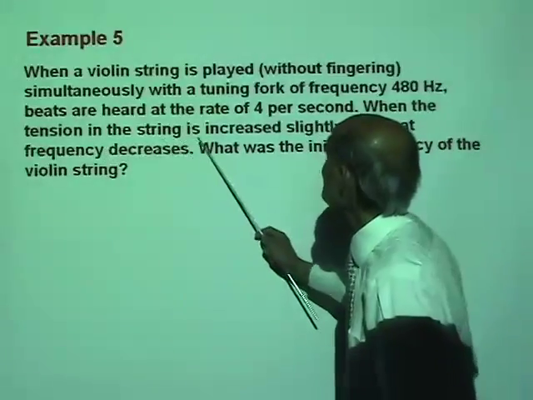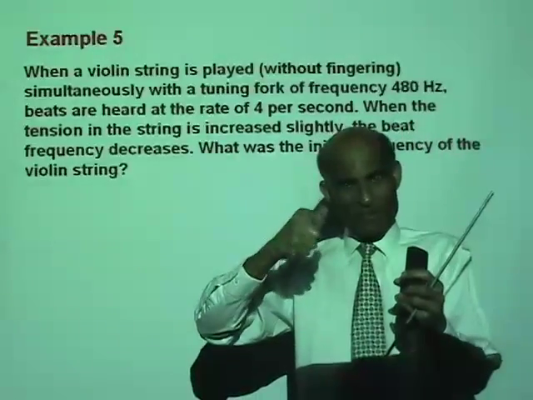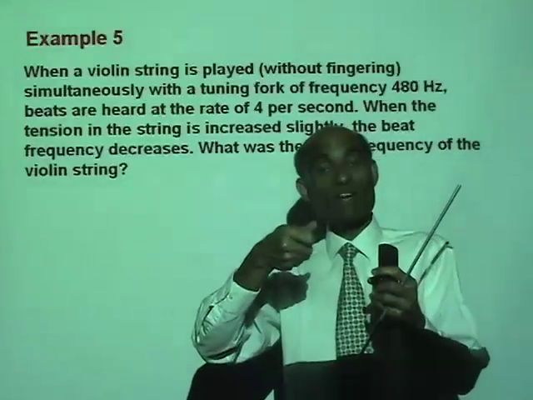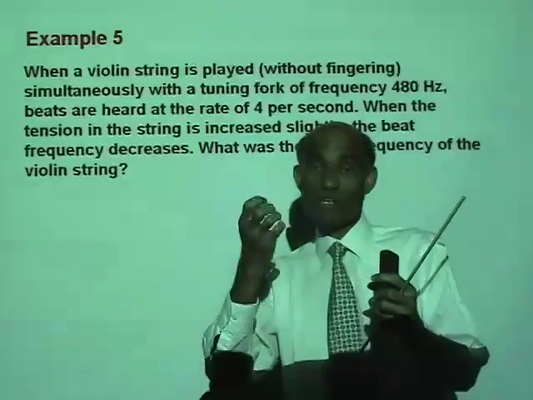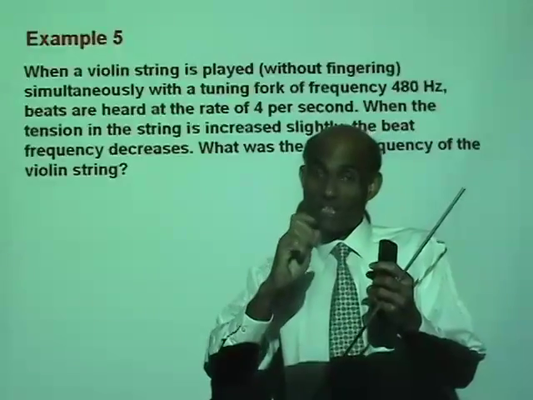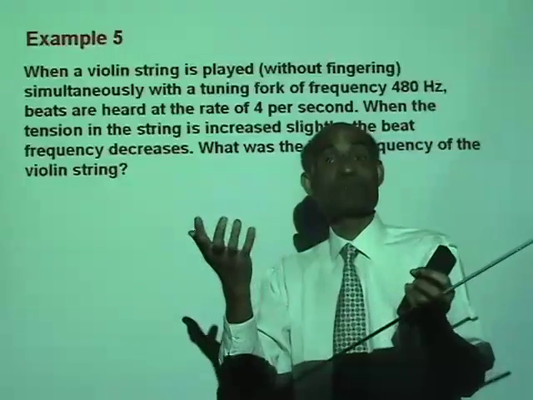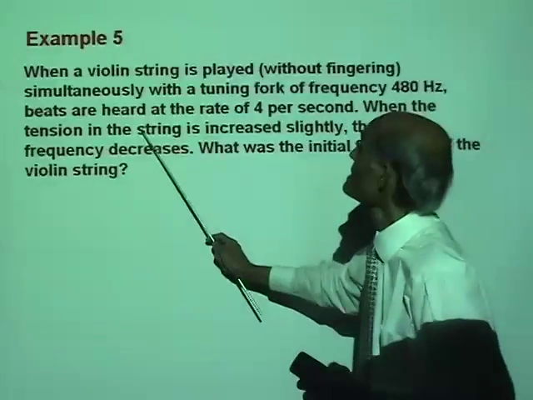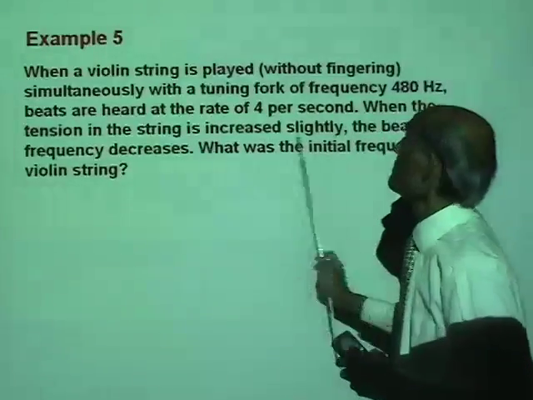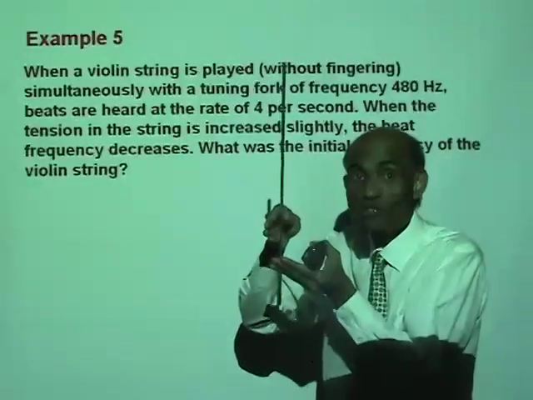When the tension in the string is increased slightly, you know how to increase the tension on a string? By tightening it. You know, this is how you tune the violin or guitar wire. You can use a tuning fork and listen to the beats and change the tension until the beat disappears, then the two frequencies will be exactly the same. So when the tension in the string is increased, it means the frequency is increased. The beat frequency decreases. That means the frequencies come closer to each other.